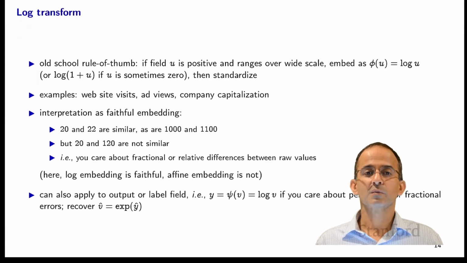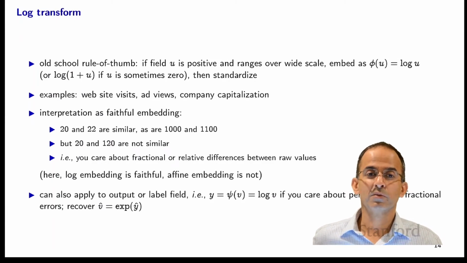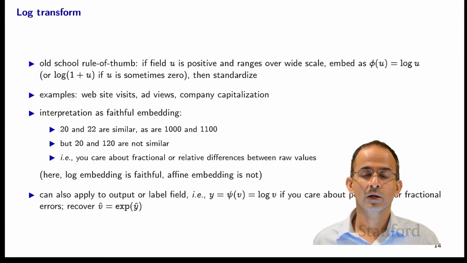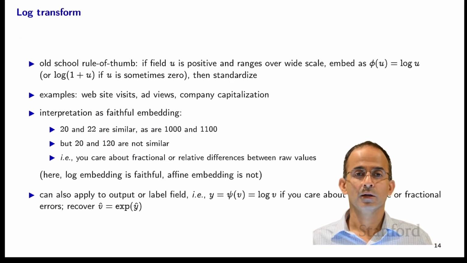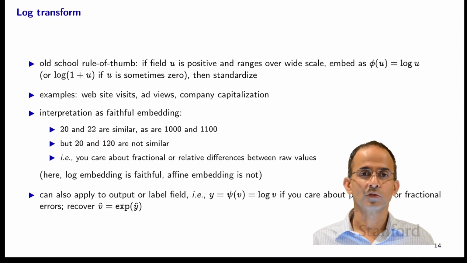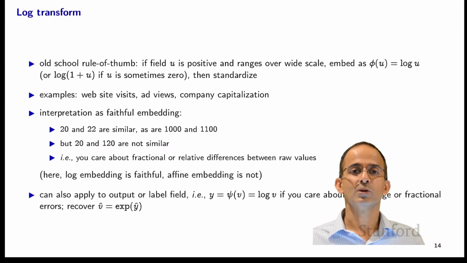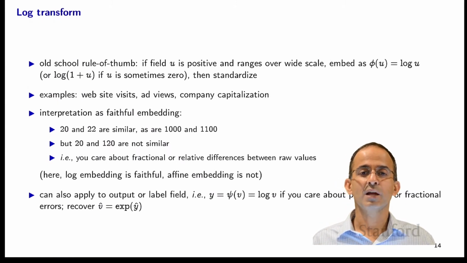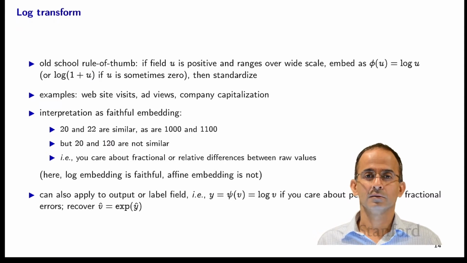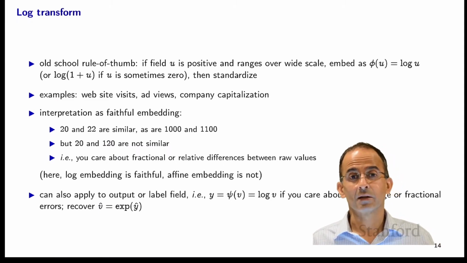Now, another transformation we might do before z-scoring is taking the log. Now, this is a very standard rule of thumb. If you've got a field u, which is a positive number, but it ranges over a very wide scale, then you embed it as phi of u equal to log of u. Sometimes you'll use log of 1 plus u if u is allowed to be 0, and then you'll standardize.